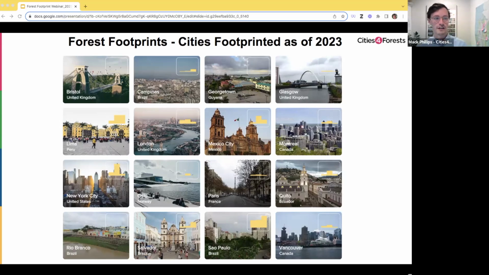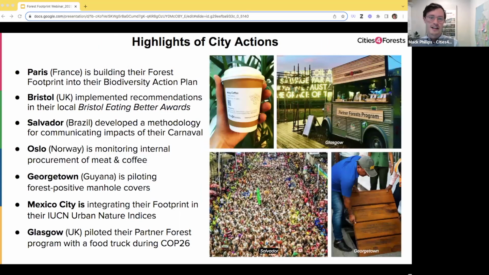Just run through a few highlights of city actions that we've helped lead and support over the years, such as working with the city of Paris, France, to build the forest footprint into their biodiversity action plan, working with the city of Georgetown to pilot forest positive manhole covers, working with the city of Salvador, Brazil, to develop a methodology for communicating the forest footprint related impacts of their carnival.